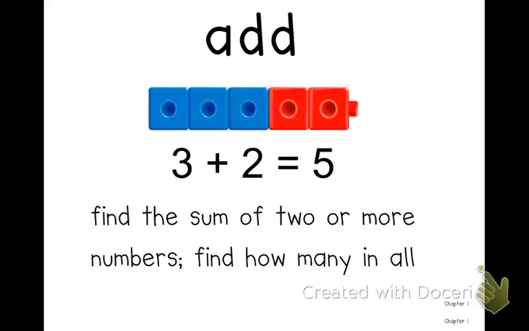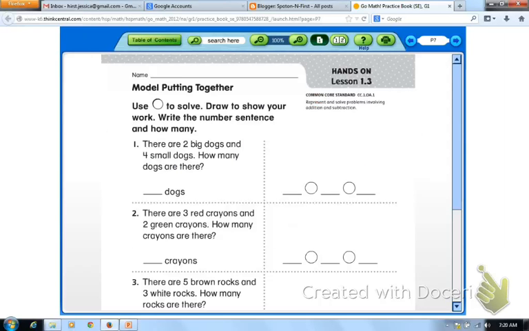For the homework tonight, they are given a story problem and they need to use circles to be able to solve that problem. So looking at the first one, number 1, how I would want them to show that: it says there are 2 big dogs and 4 small dogs. How many dogs are there? So I want them to make sure they have the picture on there.